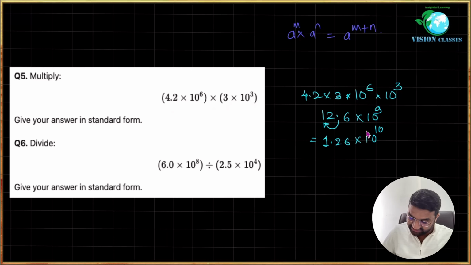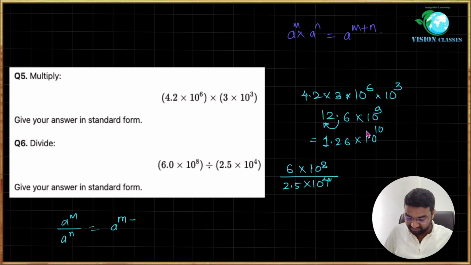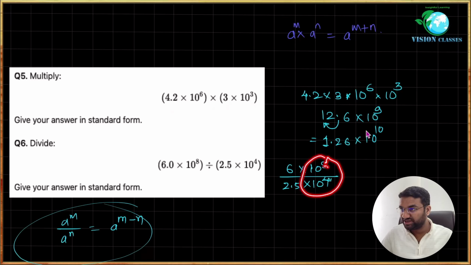Then next you have 6 times 10 to the power of 8 divided by 2.5 times 10 to the power of 4. Alright. So here a to the power of m divided by a to the power of n, we have a formula: a to the power of m minus n. We can utilize it for 10 to the power of 8 upon 10 to the power of 4, which is just 10 to the power of 4. I will write here 8 minus 4 is 4, isn't it?